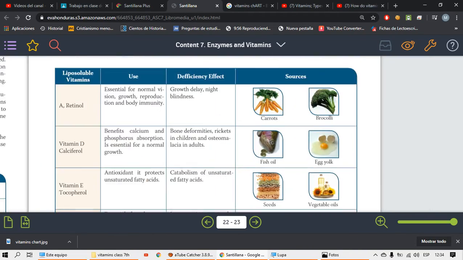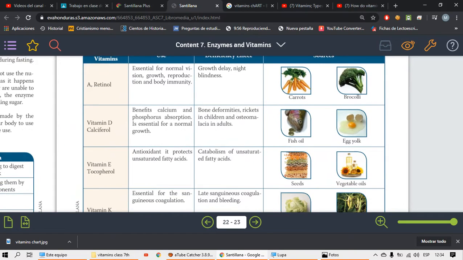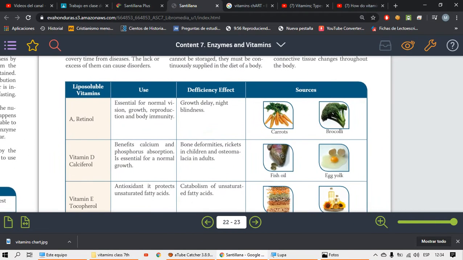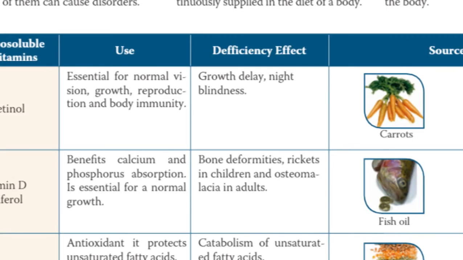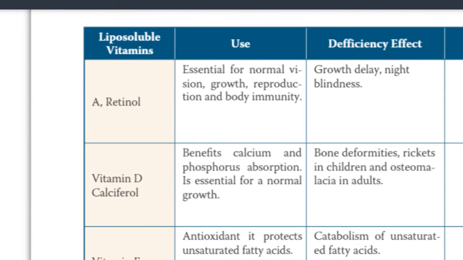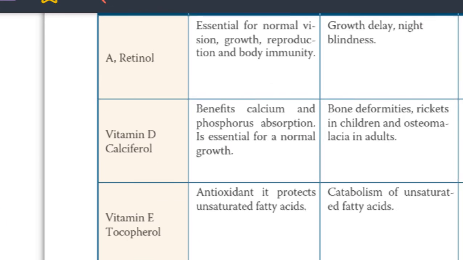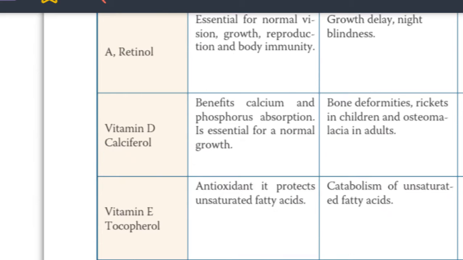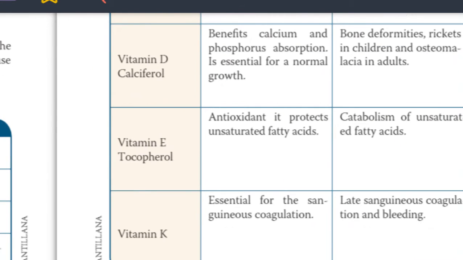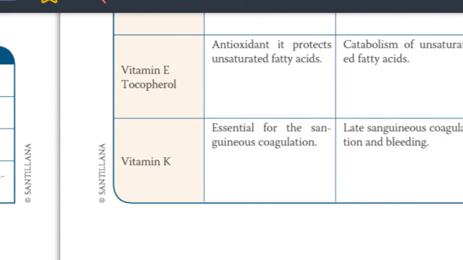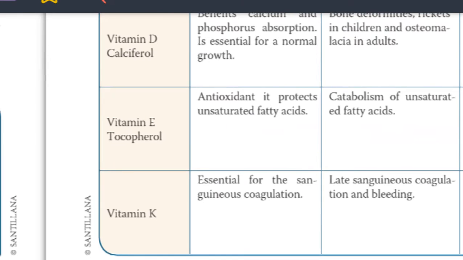We have a small chart on page number 23 in your book. Let's zoom in. These are liposoluble, which means that they are soluble in fat. We have vitamin A or retinol, vitamin D or calciferol, vitamin E or tocopherol, and vitamin K.